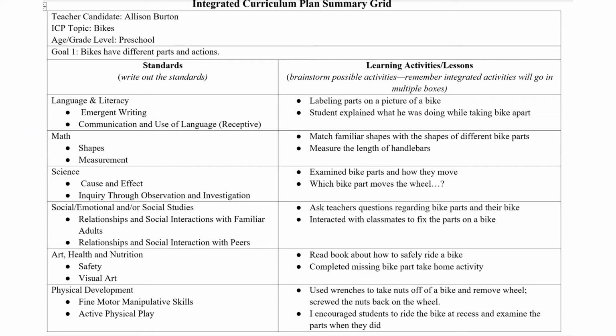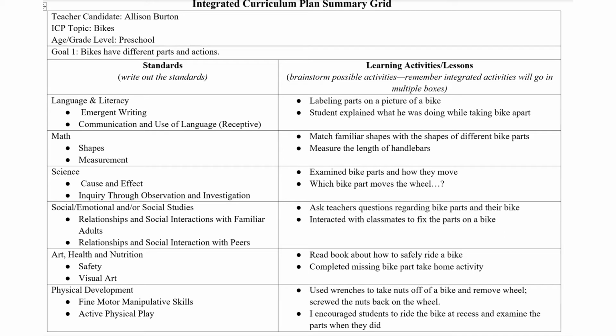Now, examine your own teacher anticipatory planning web. Just like Allison, you had concepts, at least 4 major concepts, around your topic. For example, Allison had places to ride your bikes, characteristics of bikes, purposes of bikes, accessories for bikes, and parts of bikes. What you do to create the integrated curriculum plan, the first step is you isolate 2 goals. Those are overarching goals about the concepts.